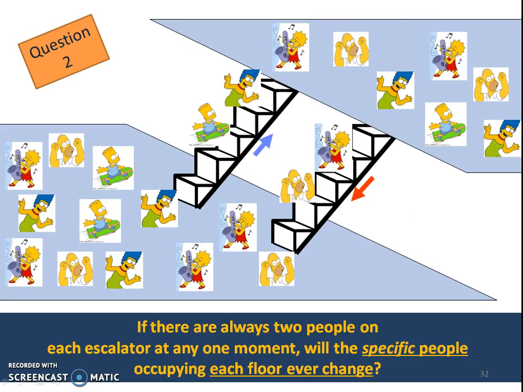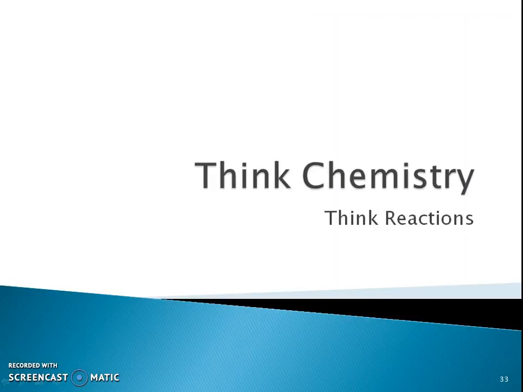If there are always 2 people on each escalator at one moment, will the specific people, though, occupying each floor change? Yes. So the different people can change, right? We always have 2 people on the escalator going up and down, so the different people can change, but again, the amount of people on the top and the first floor and the second floor would be the same.